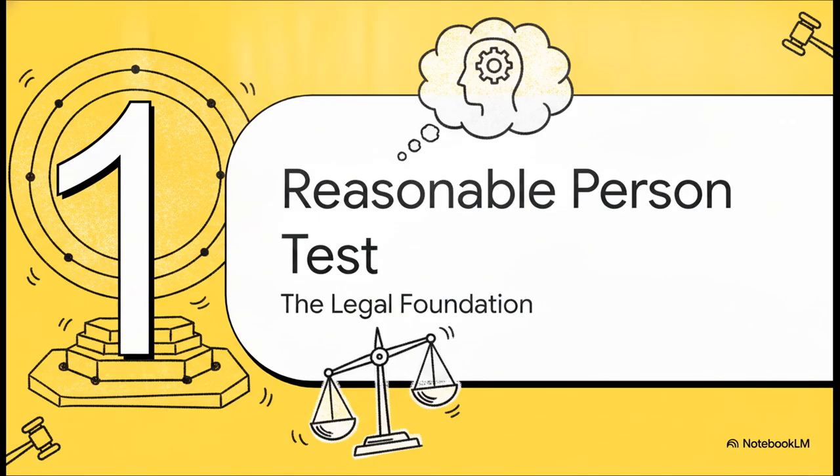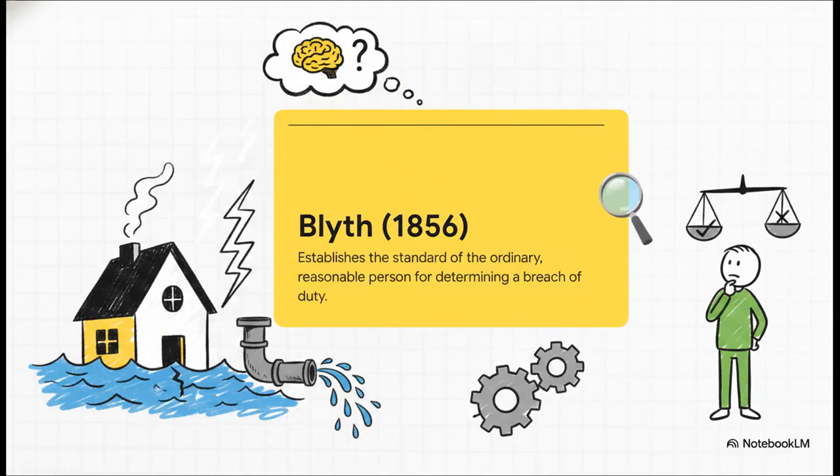This is the legal foundation. This concept right here is literally the bedrock of negligence law. And it all started way back in 1856 with this case called Blythe versus Birmingham Waterworks. Picture this. After an exceptionally severe frost, a water plug burst and completely flooded Mr. Blythe's house. Obviously, he sued the waterworks company seeking damages for the destruction.